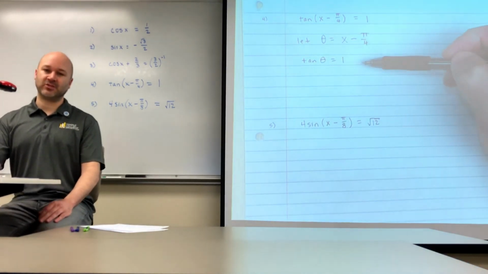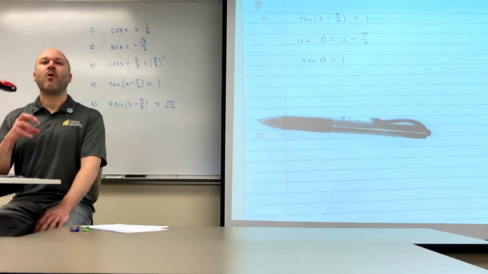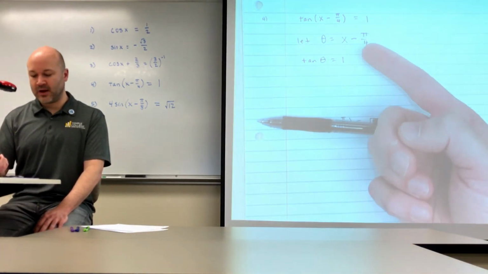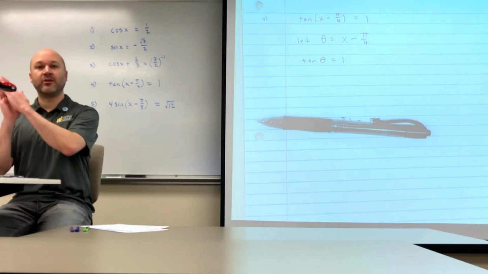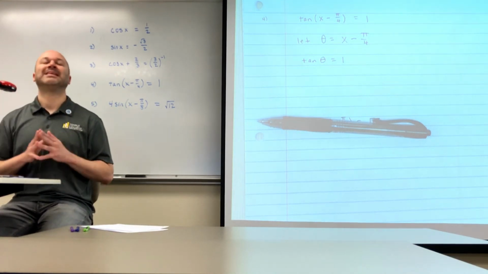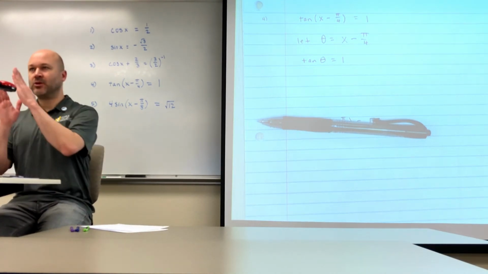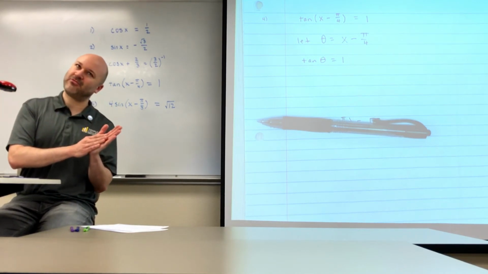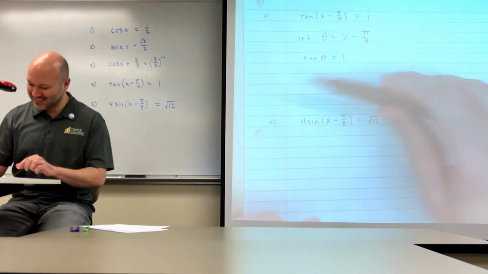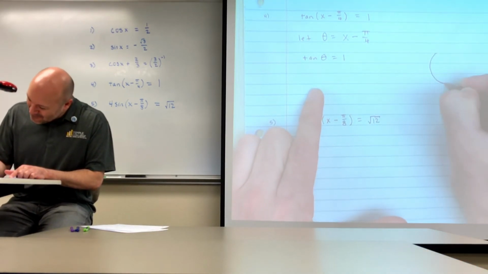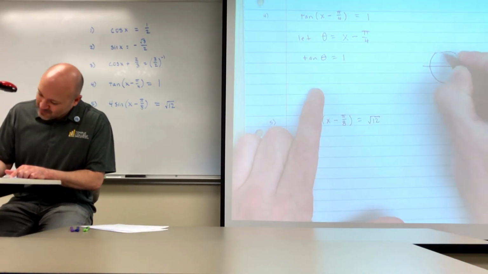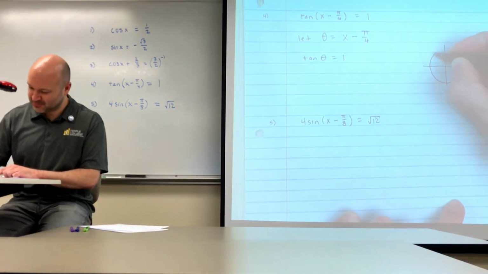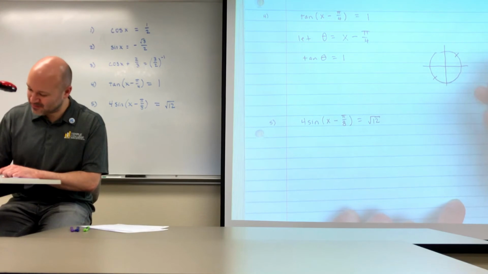And I can answer this question. This is saying, what can I put into tangent that will spit out a positive 1? Tangent is positive 1 in quadrants 1 and 3. It's at those pi fourths. So I'm looking at positive pi fourths and positive 1. I got to draw that circle. Up here in quadrant 1 pi fourths, and 5 pi fourths.